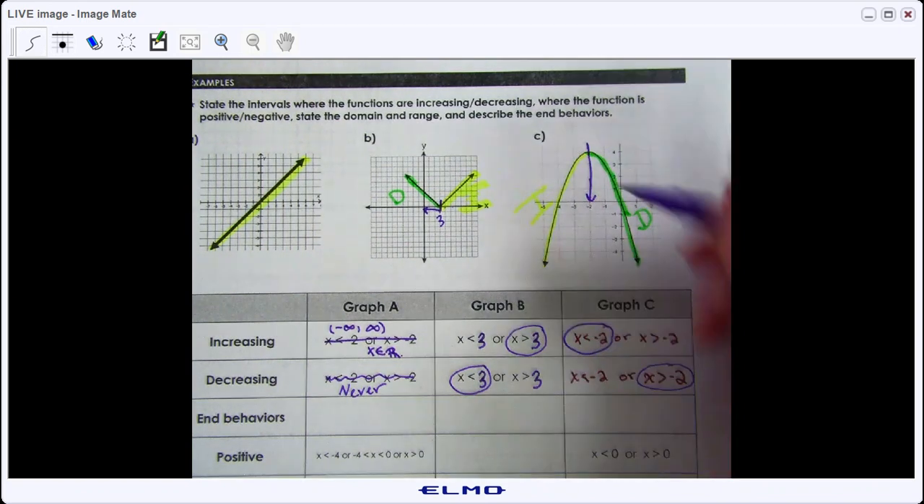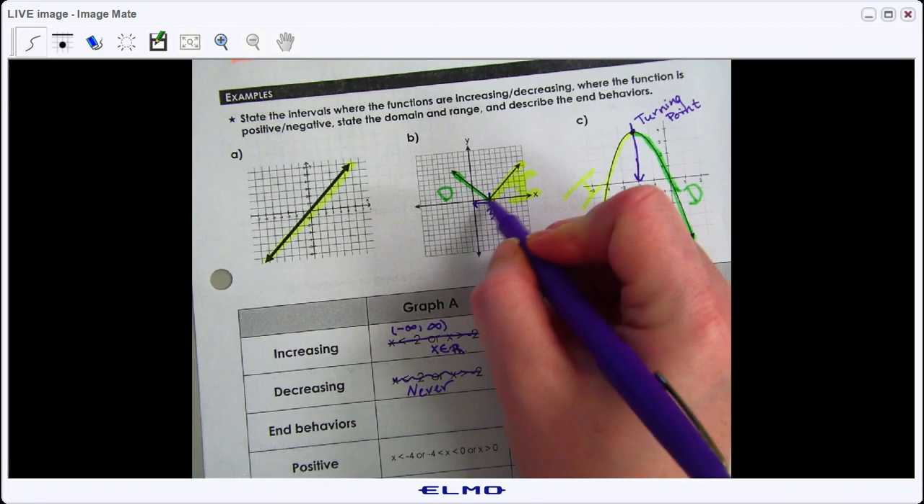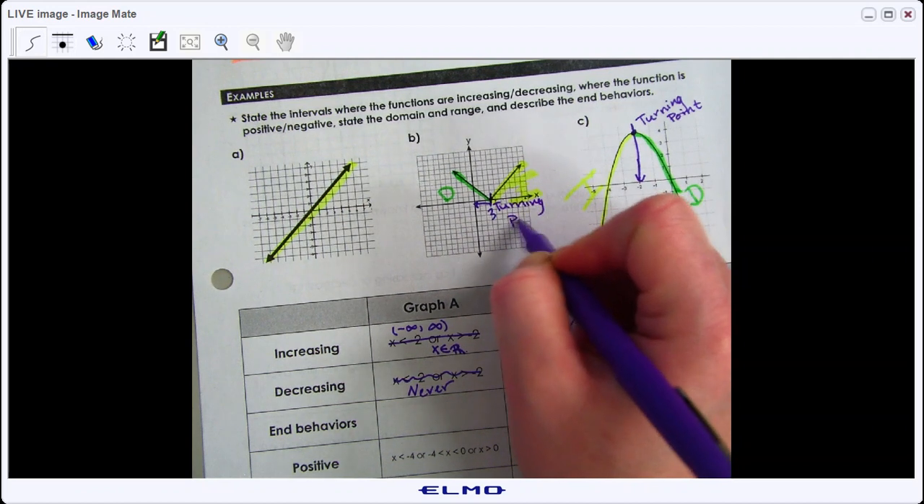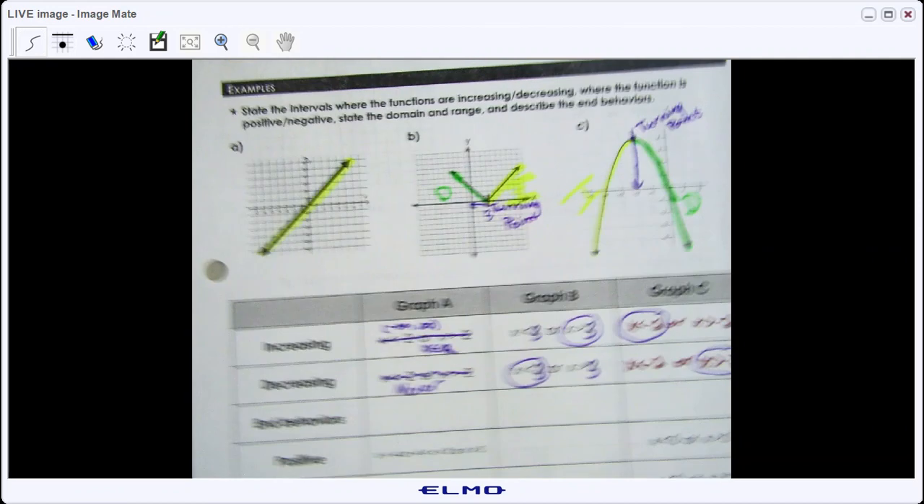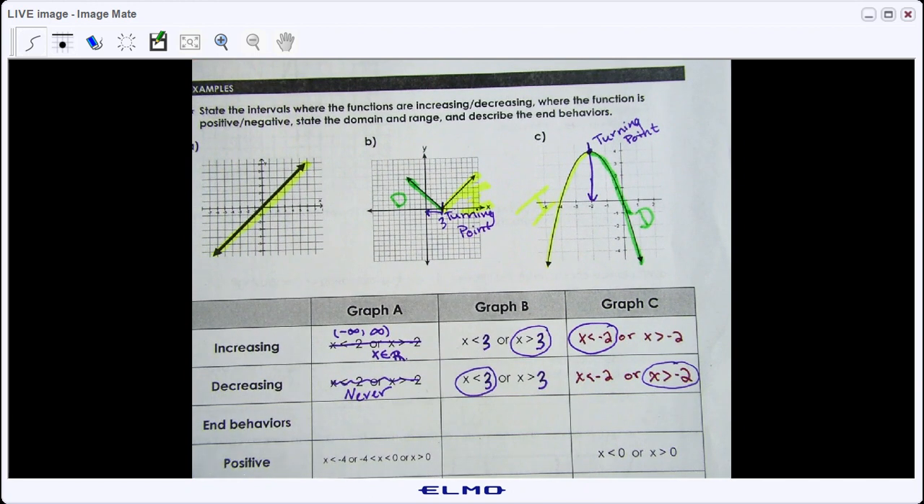Whatever that middle spot is, we refer to it as our turning point, because that's when it switches from increasing to decreasing. Like this one right here has a turning point. So the x value there is when it changes. Okay, so that's increasing and decreasing.